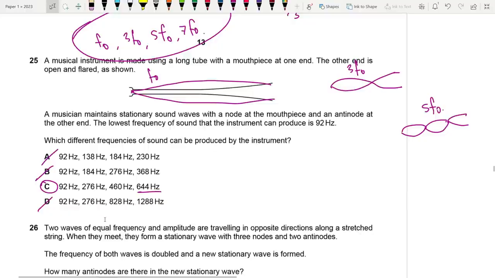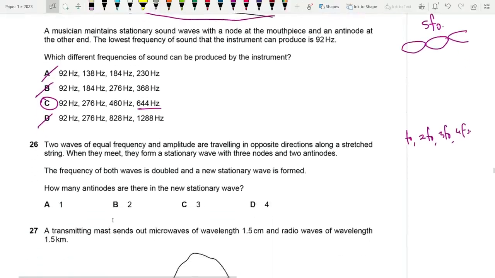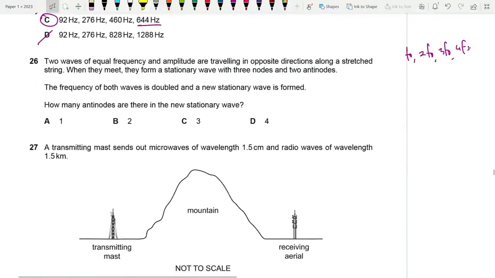And if you had a node at each end or antinode at each end, that's just F naught, 2 F naught, 3 F naught, 4 F naught, all integers basically. Two waves of equal frequency and amplitude are traveling in opposite directions along a stretched string. When they meet, they form a stationary wave with 3 nodes and 2 antinodes. So initially we have this pattern with 3 nodes and 2 antinodes: node, node, node, antinode, antinode.